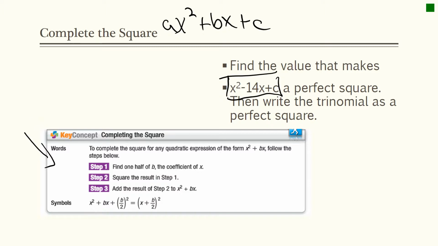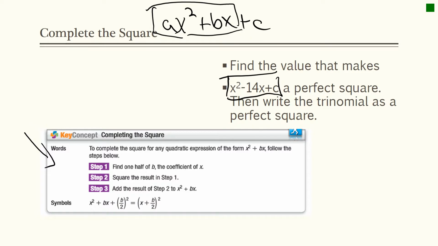So if we were going to complete the square of any quadratic expression in the form of x squared plus bx, just this portion right here, in other words, we're trying to ask ourselves, what does c have to equal for x squared minus 14x to become a perfect square? Here are the steps we follow.